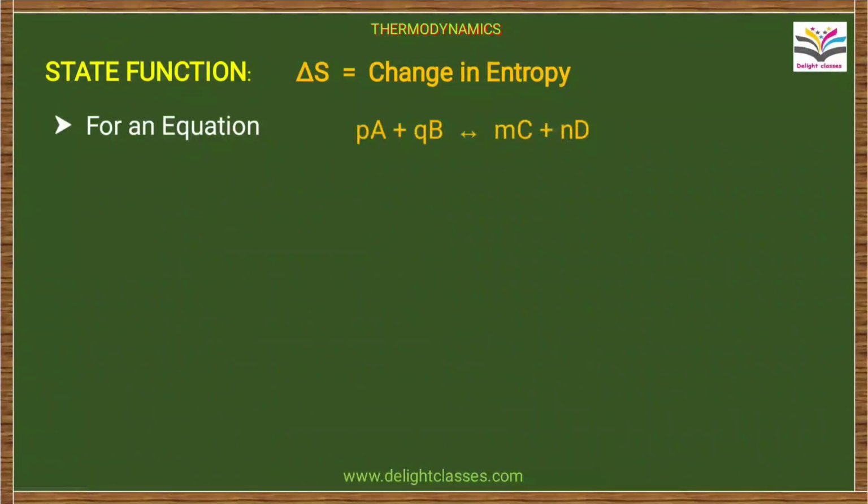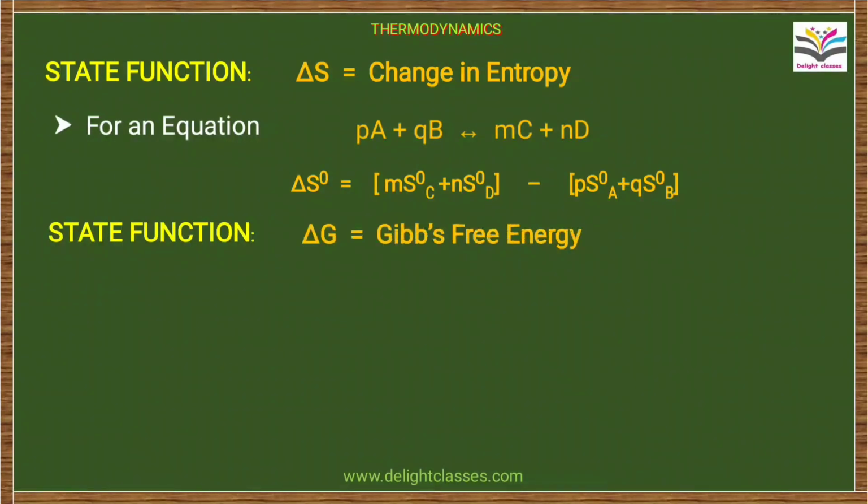For an equation, pA plus qB gives mC plus nD. Change in entropy at standard conditions is entropy of products minus entropy of reactants.